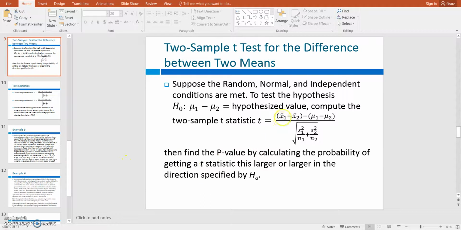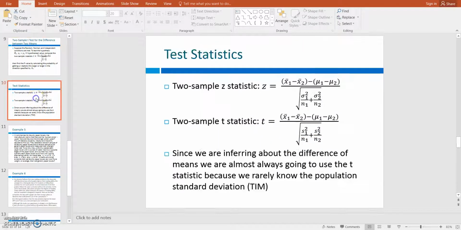The only thing that's new, writing our hypotheses with differences, and then our way to calculate our test statistic, right? In this case, our t statistic. Now, when we do proportions, we do z statistic. Now, there is a formula for z statistic, but the only way you can do that is if you know the population standard deviation, which, since we're inferring about the difference of means, we're almost always going to use t because we rarely know the population standard deviation.